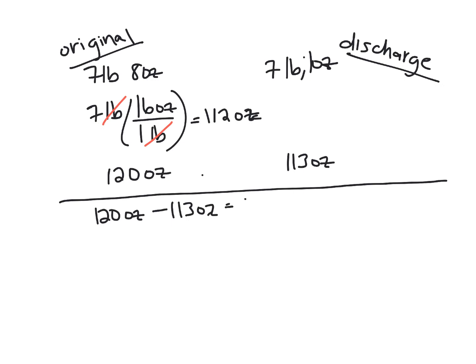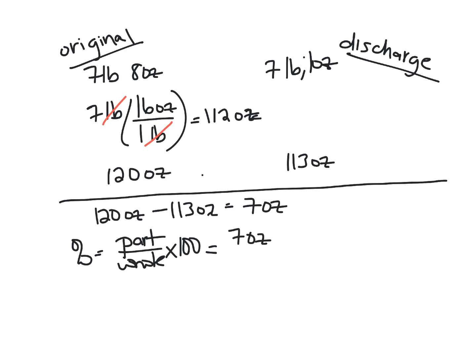So that means they lost 7 ounces, but we want to compare that to another value because it's asking for a percentage. Remember that percentage is part over whole times 100. So what we have to ask ourselves is, what is the part and what is the whole? So the part, which is probably easier to figure out, is the 7 ounces. That's how much the baby lost.